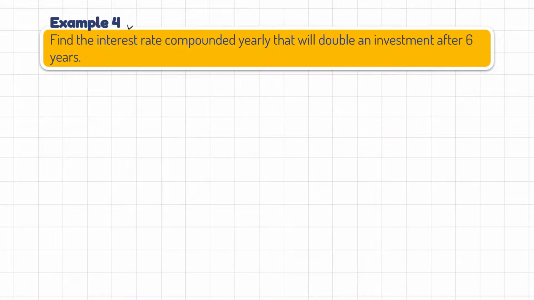Next, let's look at example 4. Let's read the question first. Here we have: find the interest rate compounded yearly that will double an investment after 6 years. So here the question asks us to find the interest rate compounded yearly, which means that we need to find the value of J. The word yearly will give us M equals to 1.